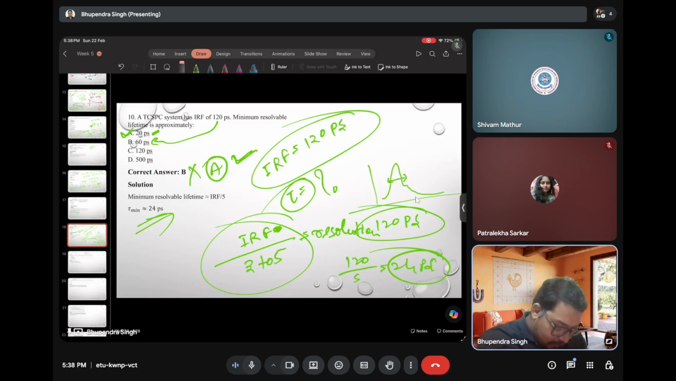Similarly, here you are getting the IRF by fitting this spectra generated from your scatterer. So by fitting the Gaussian, you get the full width half maximum. So basically, it is like your time window.